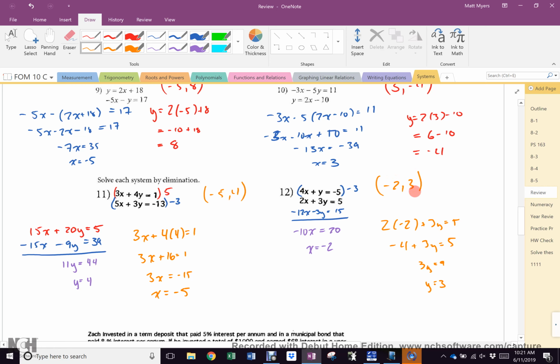Everybody good? Of course, if you eliminated x, you would have had y equals 3 first and then gone backwards.